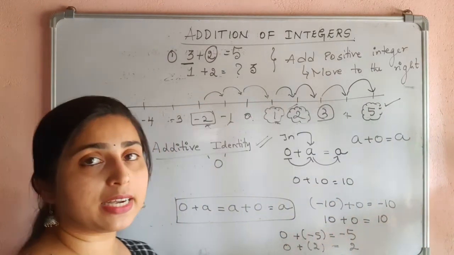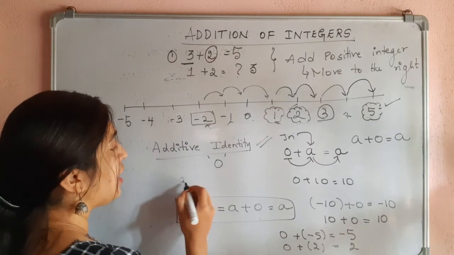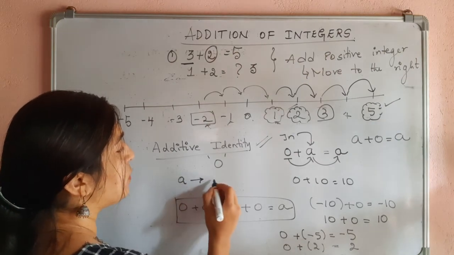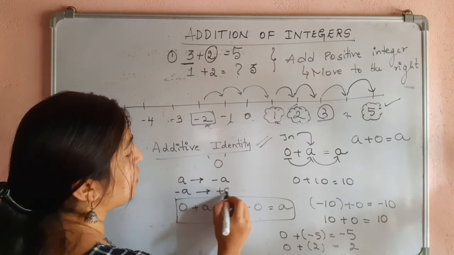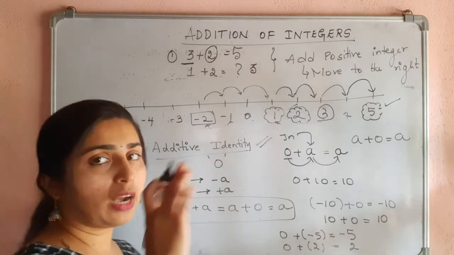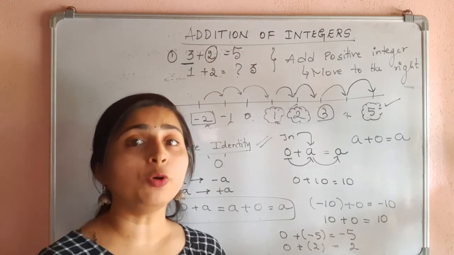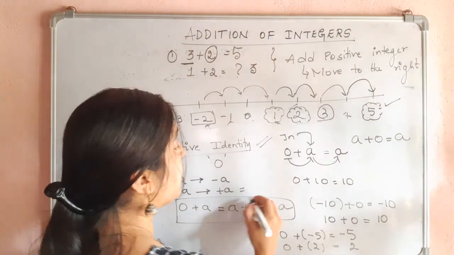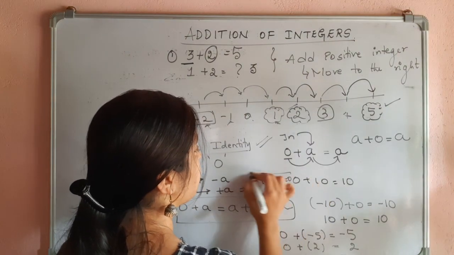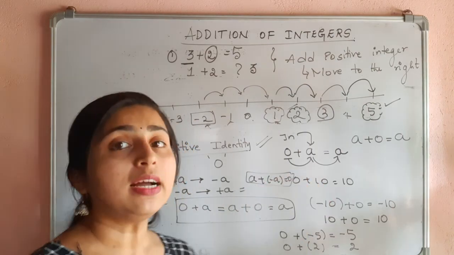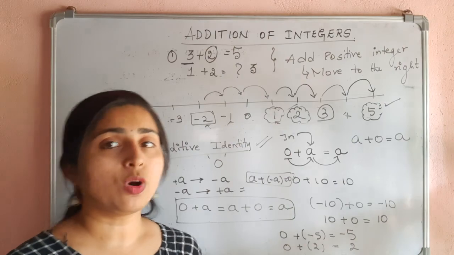And we have already studied the additive inverse. If a is a number, the additive inverse will be minus a. If minus a is a number, the additive inverse will be plus a. If you add a number with its additive inverse, that will give you 0 as a result. A plus minus a gives you 0. So that is about the additive inverse. This is all about the addition of integers.